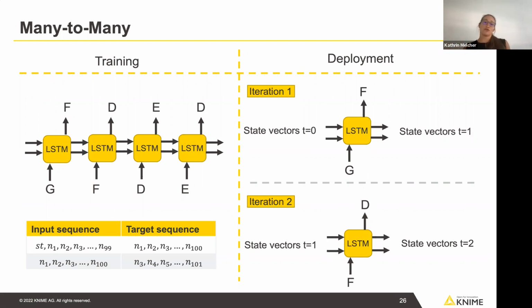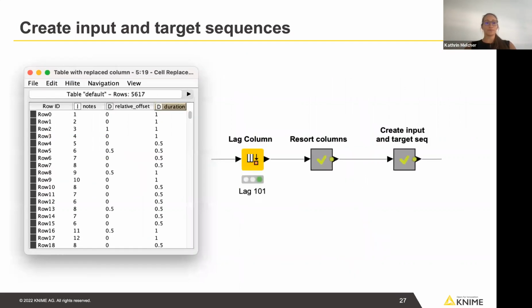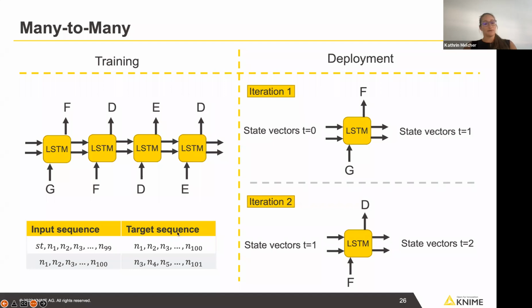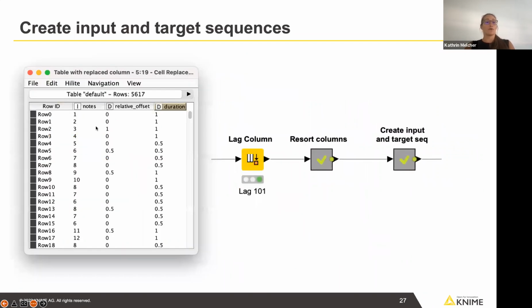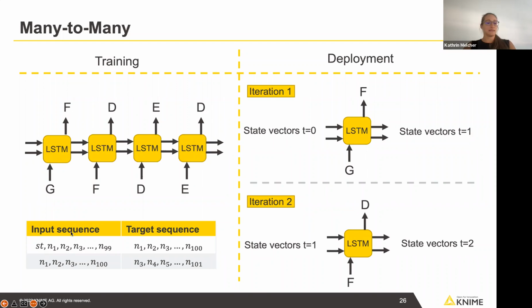And because I didn't want to provide a start sequence during the deployment, I decided that I want to go for the second option, where I wanted to train a many-to-many. To create a many-to-many network, I now need to create these input and target sequences. That's something I've done again with KNIME Analytics Platform. So remember, we have here our pre-processed music pieces encoded in the way we defined in the beginning. Based on them, we now need to create these input and target sequences.